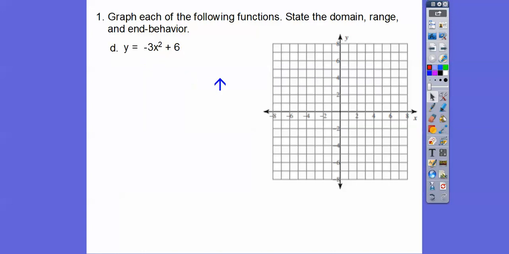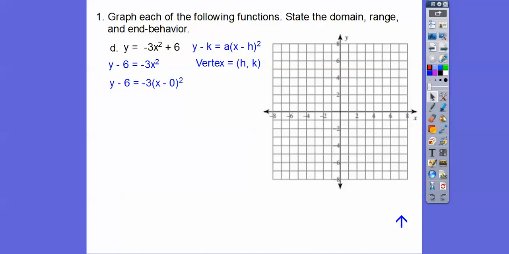I like to put these guys in vertex form, you guys. So vertex form is that right there. If it's in vertex form, then the vertex is HK. And just think opposite on that. So whatever that is and that is. All right, so let's put this 6 over here. I'm going to put the 6 over there. And then the x is like x minus 0. So there I can see the vertex is at 0, 6.